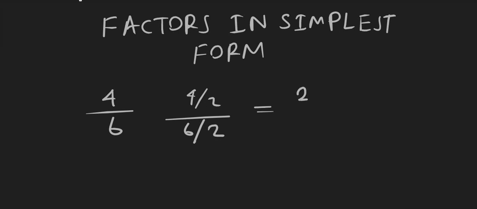4 divided by 2 is 2. 6 divided by 2 is 3. Therefore, 2 over 3 is my simplest form of the fraction. Let's look at another example.